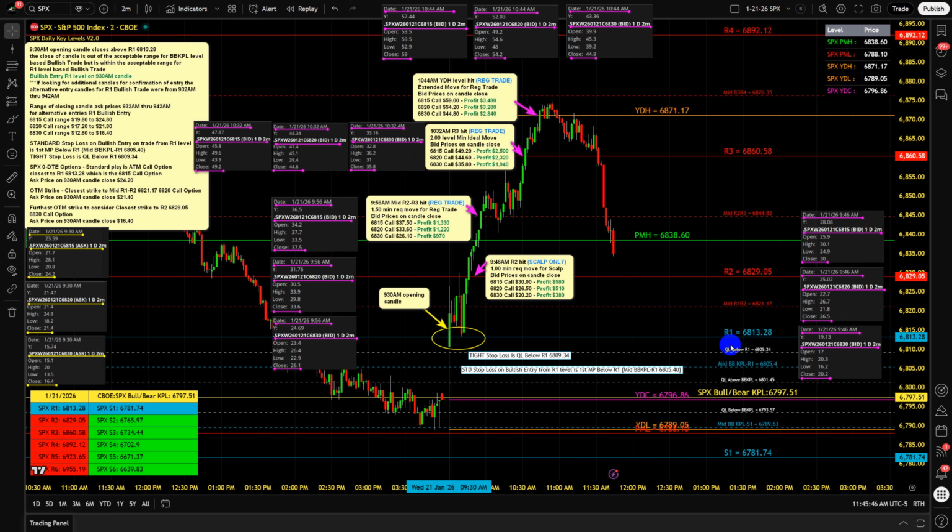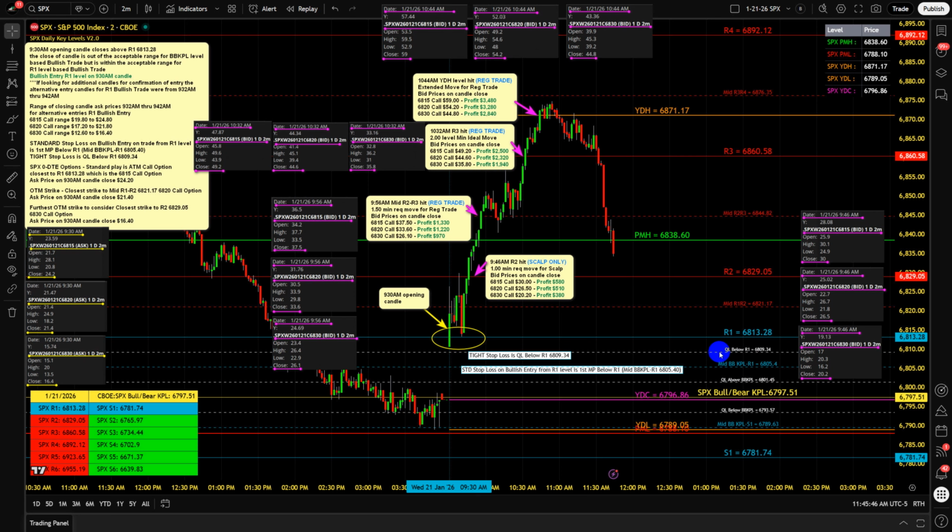So QL below R1 is the tight stop loss if you prefer to use a tight stop loss on this trade. The standard stop loss is the first midpoint level below R1, which is this level here, mid BBKPL R1. So if you prefer to use the standard stop loss, this would be your stop loss on the entry.